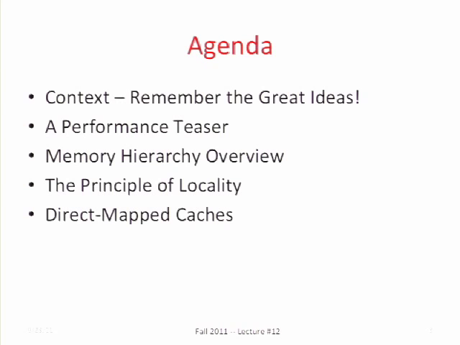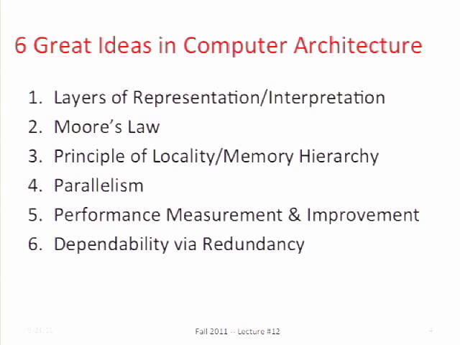Okay, so remember our 6 great ideas? We just spent a bunch of time kind of mostly on the first one, right? Talking about the different layers of representation between your brain and then C and then assembler code and then machine code. What we're going to do now is Moore's law is kind of always there. We'll talk about that later. But we're going to jump down to number 3 here, which is the principle of locality, okay, in memory hierarchies.